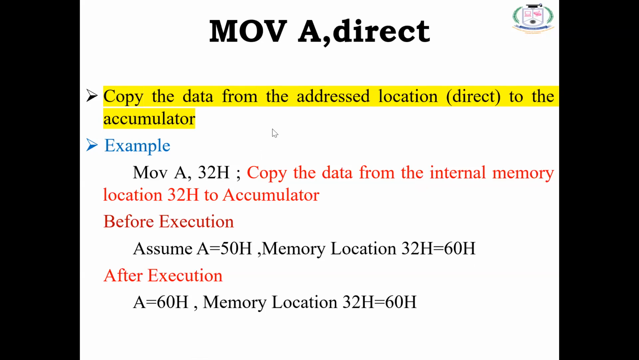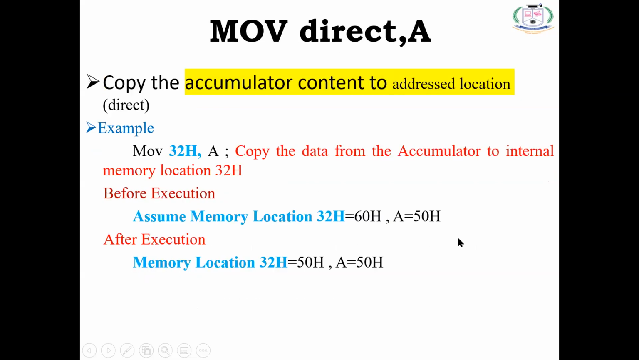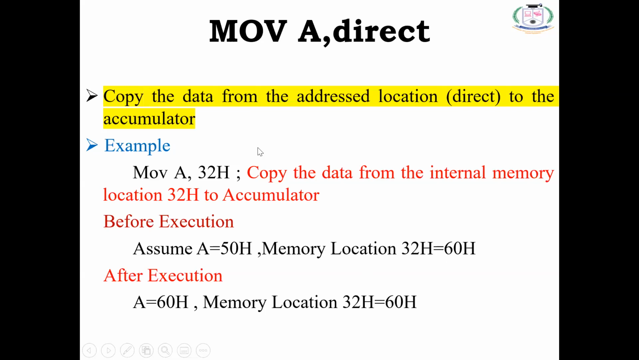So MOV A, direct: always remember, direct is nothing but the address location where my data is stored. Here we are not using the hash symbol. Hash means immediate data, but this is not immediate data. In MOV A, direct, no specific symbol is used. So I am moving from my address, 32H. In that address, what is my data? 60. That is moved to the accumulator.